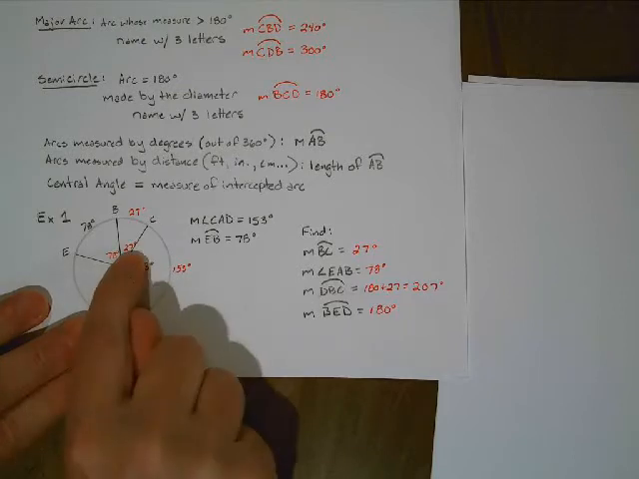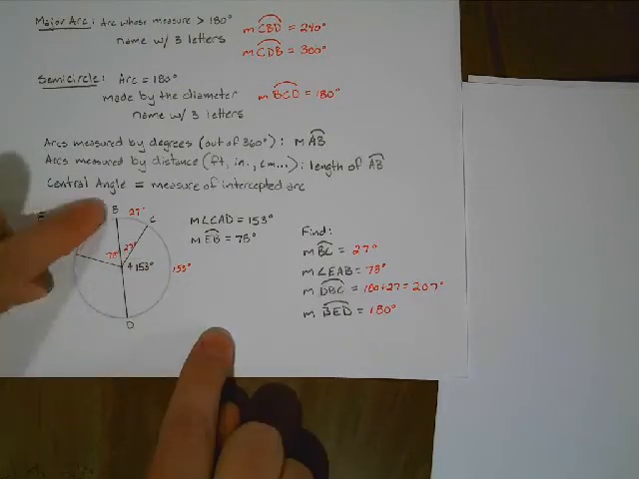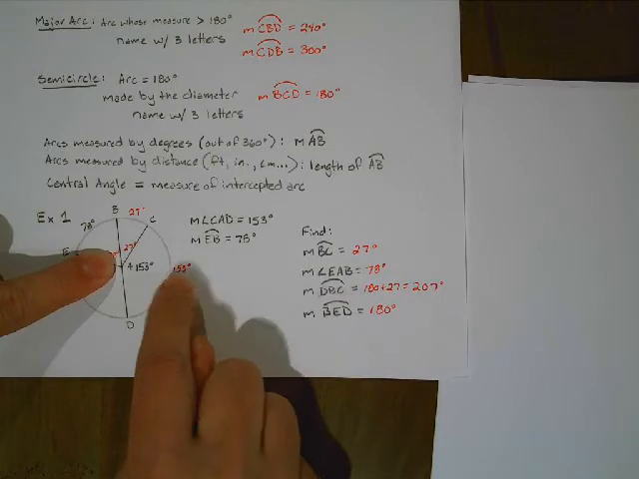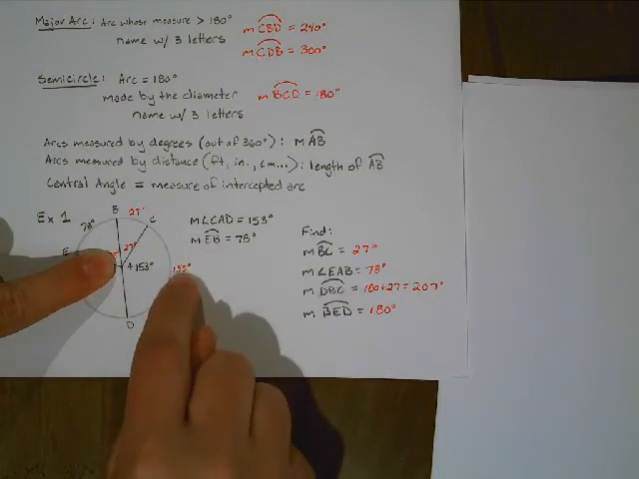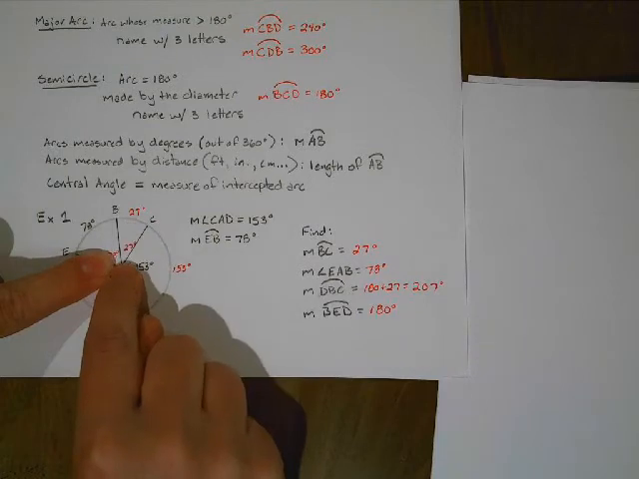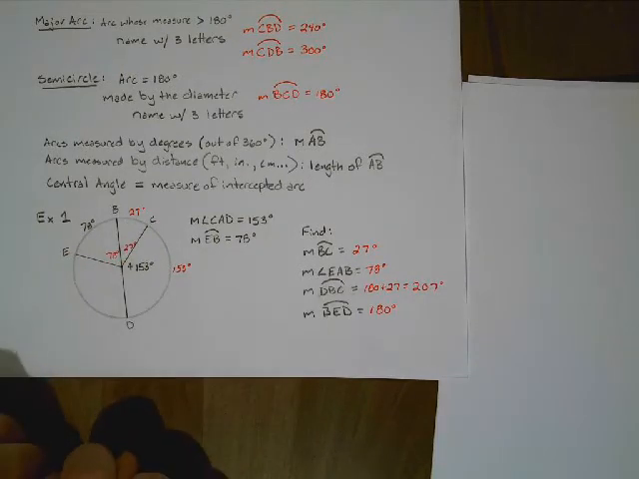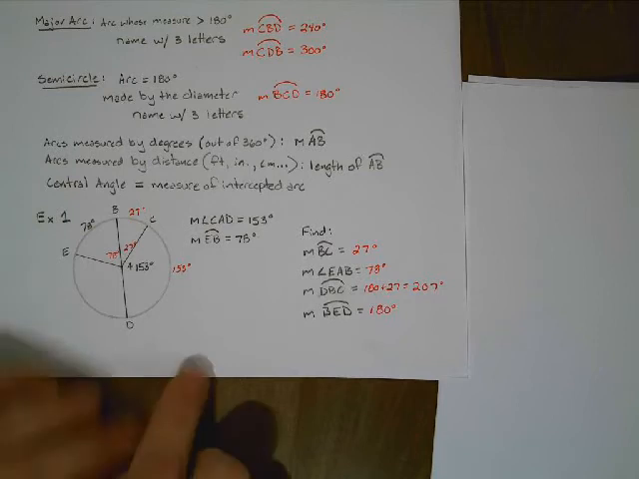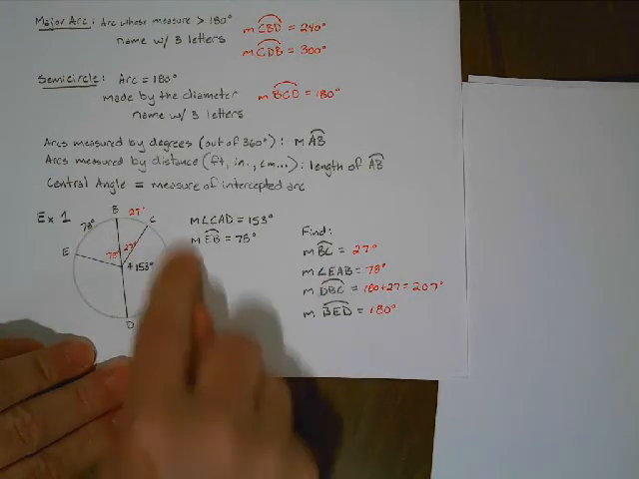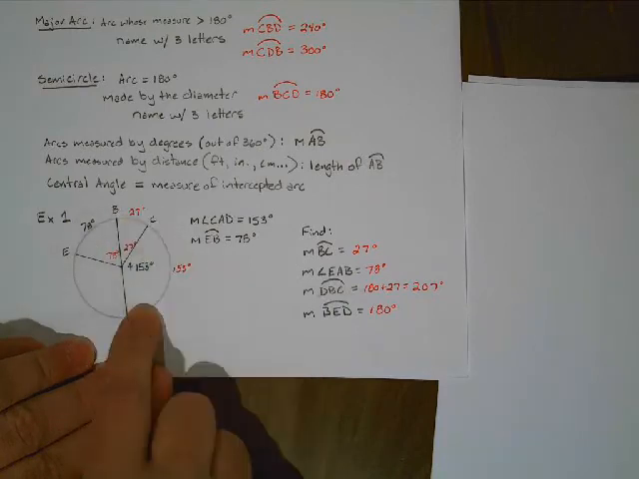Okay, how did I find this angle right here? Well, BAD is a straight line. So that's 180 degrees in the circle. So if this is 153, I just took 180 and subtracted 153 from it, and I got 27 for that arc, which means this angle right here is 27. So BC is 27. I found that from subtracting from 180 here.